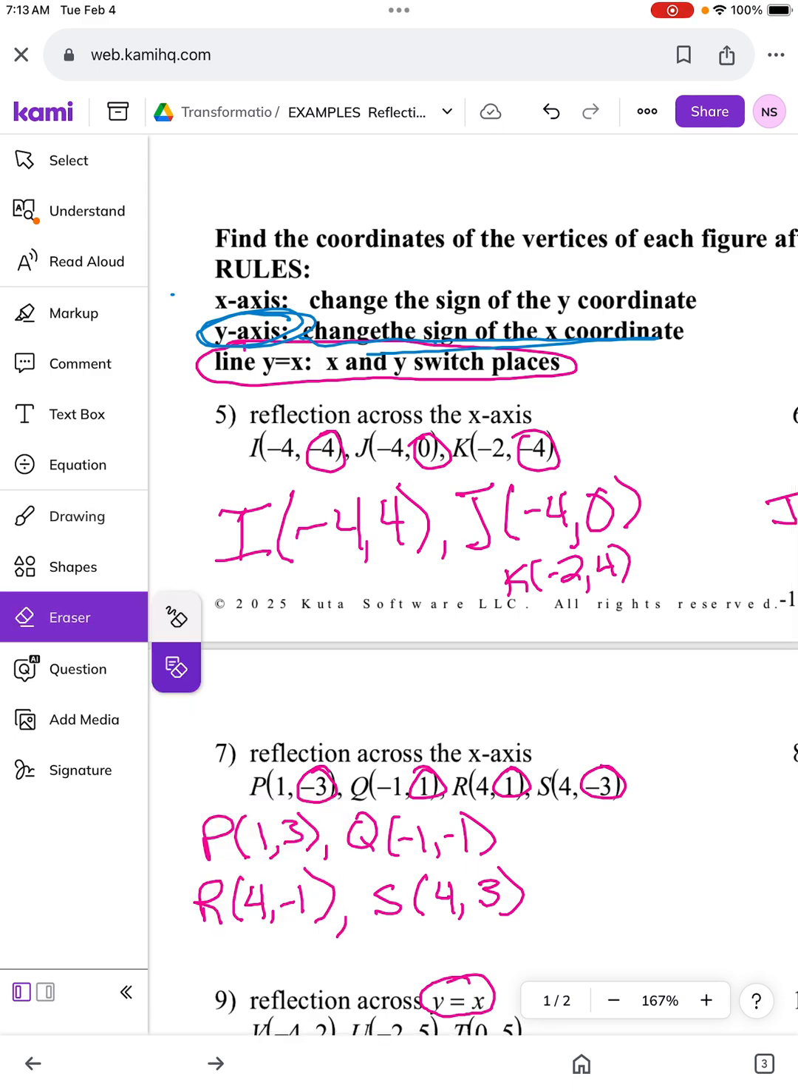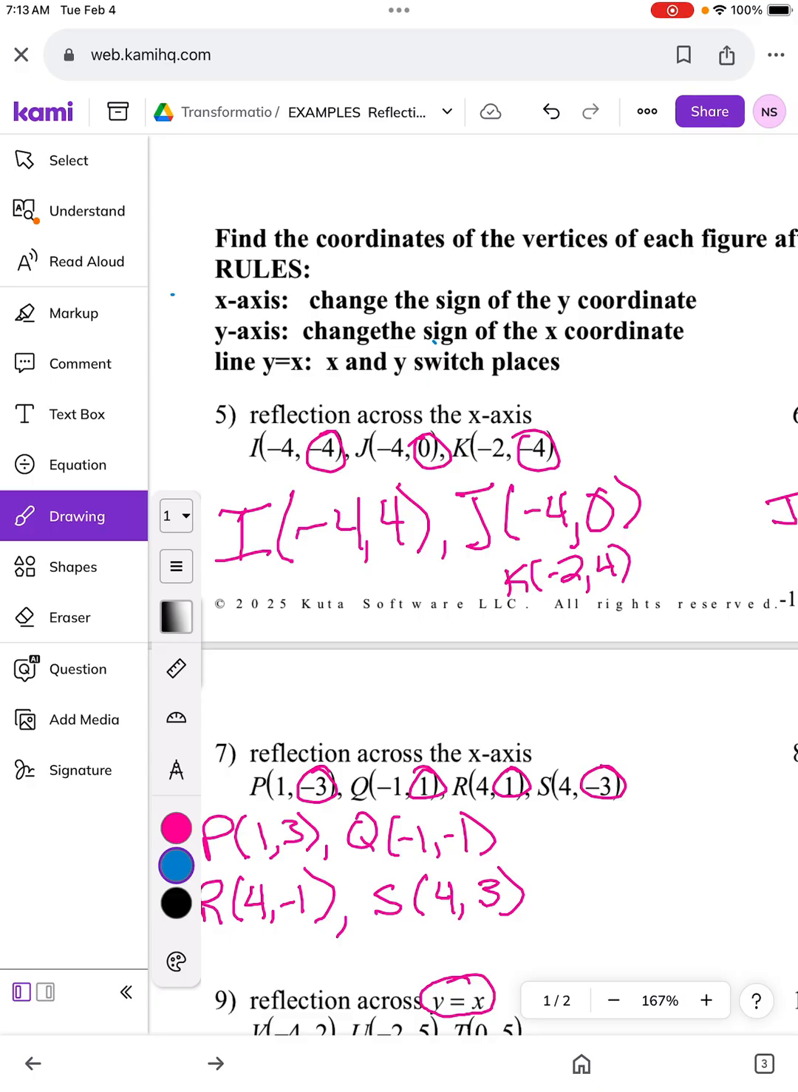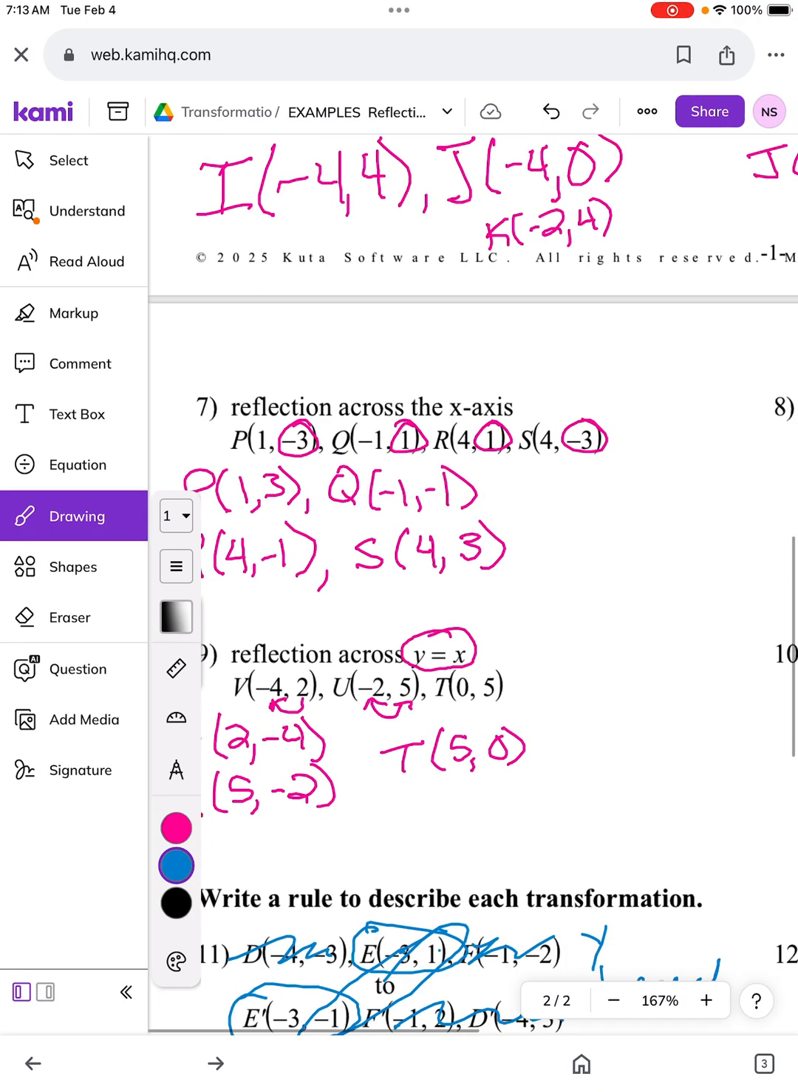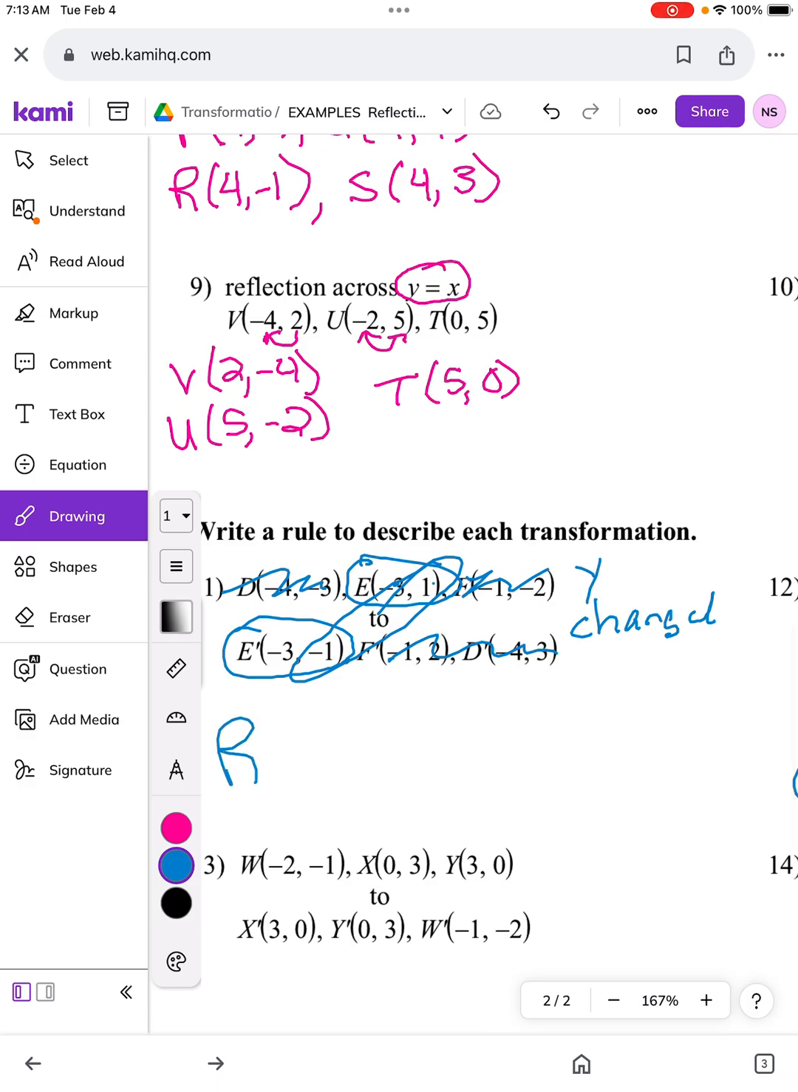Let me erase all this nonsense. If the y changed, then we reflect it over the x-axis. So reflect over x-axis.